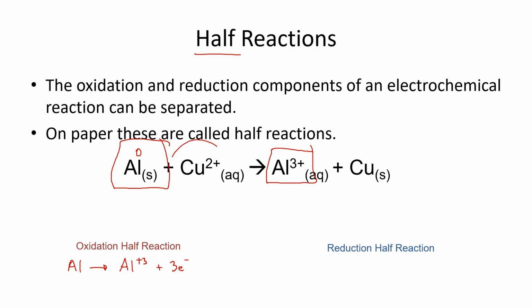On the other side here, we've got this copper 2+, which ends up being copper with no charge. So that means that this copper 2+ had to gain 2 electrons in order to end up with copper with no charge, that is neutral. So to show the gain, you'd put it on the left. To show the loss, you'll put it on the right.